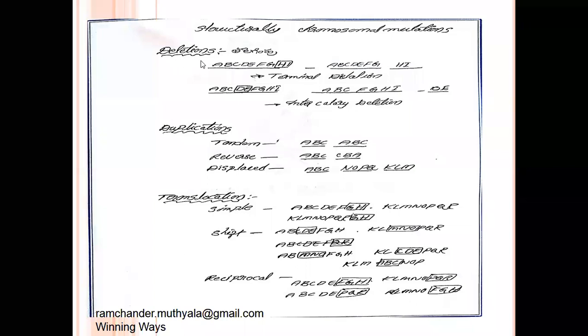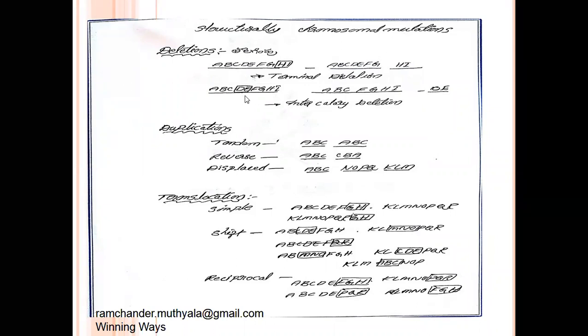The first point is deletion: elimination of genes from the chromosome. Here is a normal chromosome containing A, B, C, D, E, F, G, H, I. Of these genes, H and I are the terminal genes. The terminal genes are eliminated, that is, deleted. Finally, by this terminal deletion, the chromosome size will be reduced, meaning structurally changed. The chromosome is structurally changed; this is called a mutation.